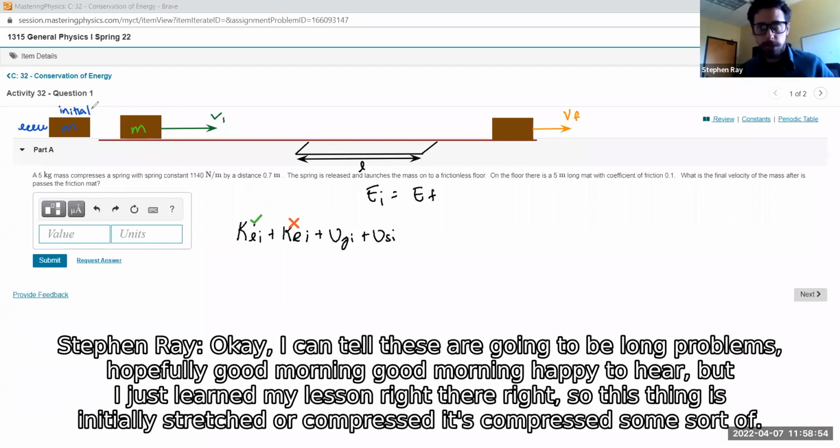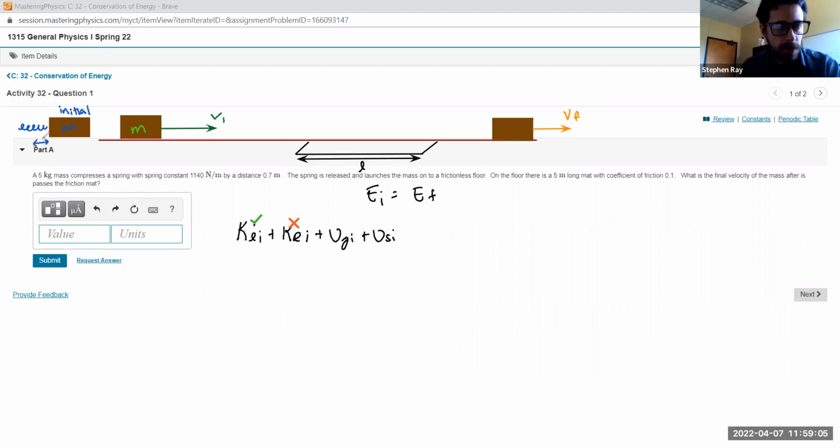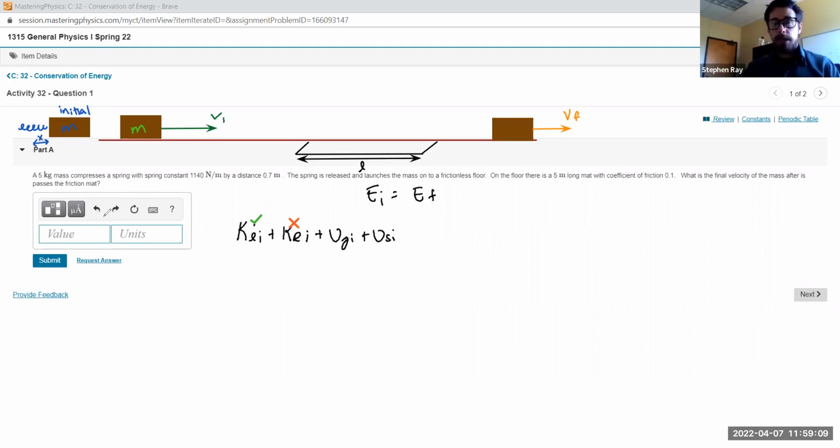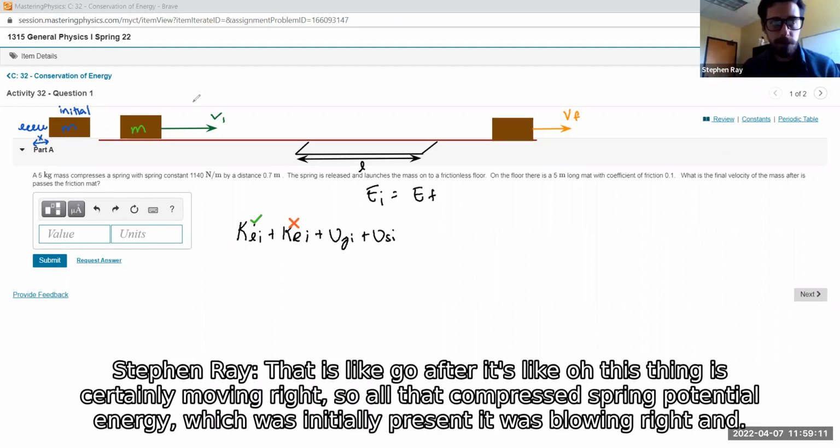Okay, I can tell these are going to be long problems, but hopefully good learning is happening here, right? I just learned my lesson right there. So this thing is initially stretched or compressed. It's compressed some sort of distance, x. That is let go. After it's let go, this thing is certainly moving. So all of that compressed spring potential energy, which was initially present, goes boing.